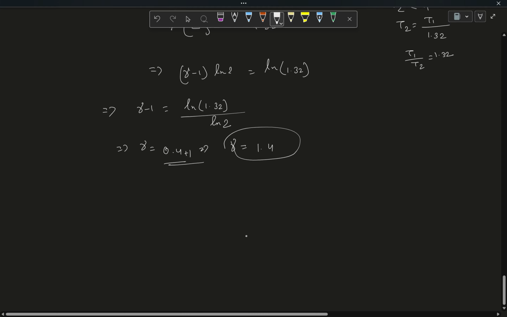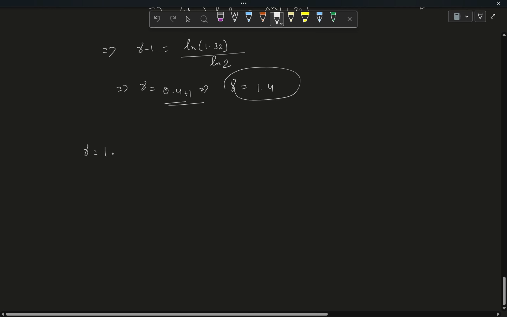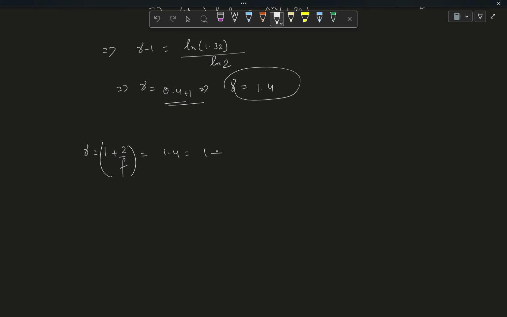Now we have to calculate the degrees of freedom, right? So gamma equals simply 1 plus 2 by f. I think you know how this relation comes, so I do not have to calculate this. This is most likely in the lecture. So if gamma is equal to 1.4, then it is 1 plus 2 by f. So 2 by f is equal to 1.4 minus 1, which is 0.4. Then f equals 2 by 0.4, which gives 5. So your f, the degrees of freedom, is 5.